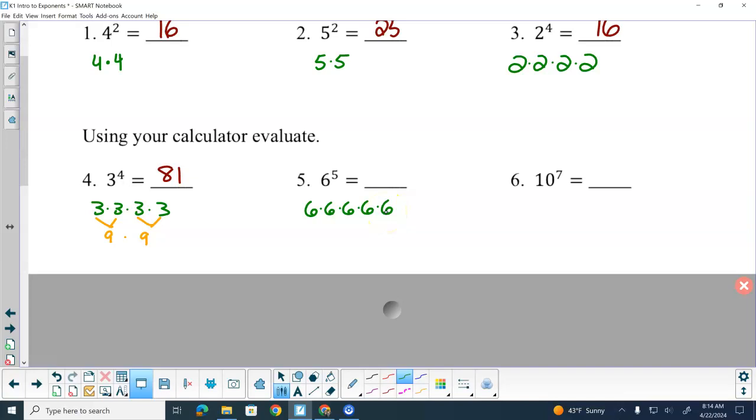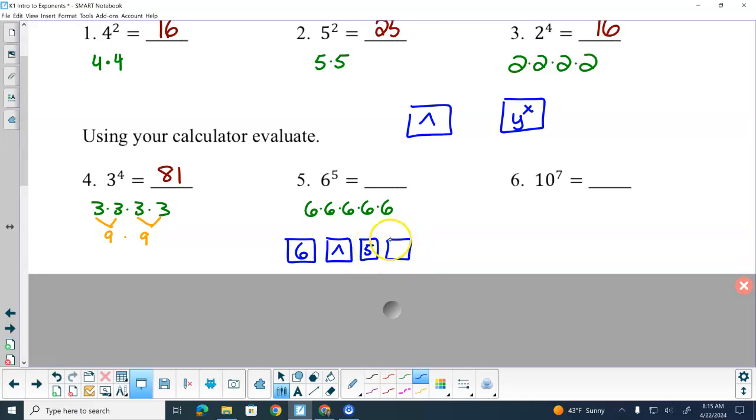Now, you could do 6 times 6 times 6 times 6, right? Or there's a key on the calculator. I call it the caret key. It looks like this. On ours, it's this one right down here. On other calculators, it might look like this. So what we would do here is type in the number 6, then that caret key, then the number 5, and then equals. What do you got?